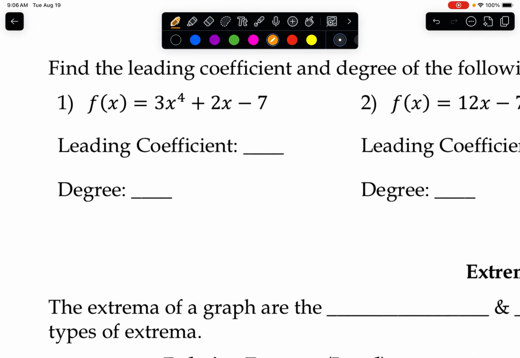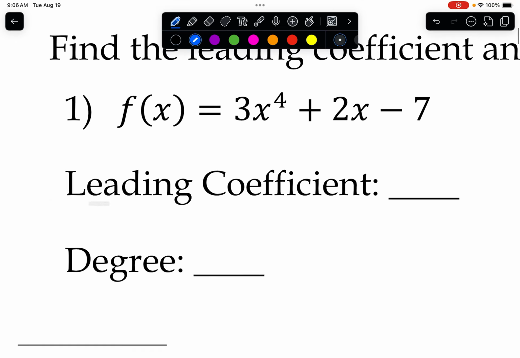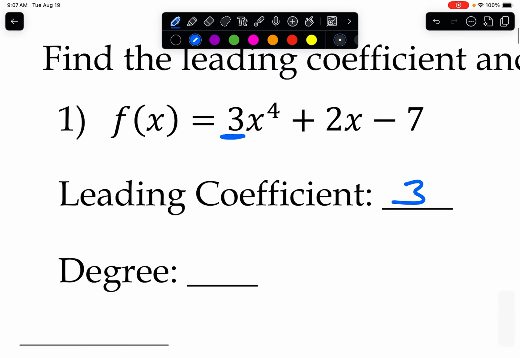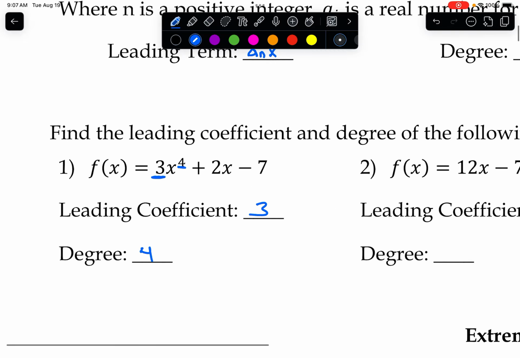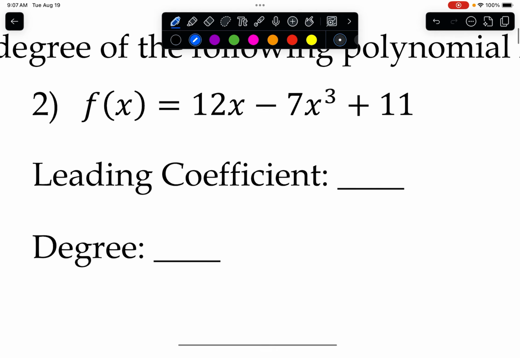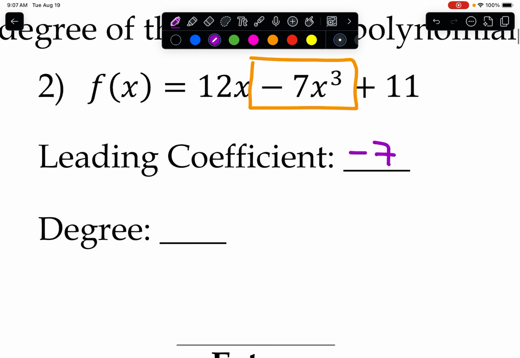Now we're going to take a look at some polynomials and identify these parts. If I have f of x equals 3x to the fourth plus 2x minus 7, the leading coefficient would just be the value in the front, which in this case is 3, and your degree corresponds to the exponent, which in this case is 4. Now the next one, number 2, we have f of x equals 12x minus 7x cubed plus 11. You first need to identify your leading term. Remember, the leading term is where the highest exponent is. So my leading term is actually negative 7x cubed, which means your leading coefficient would be negative 7 with a degree of 3.